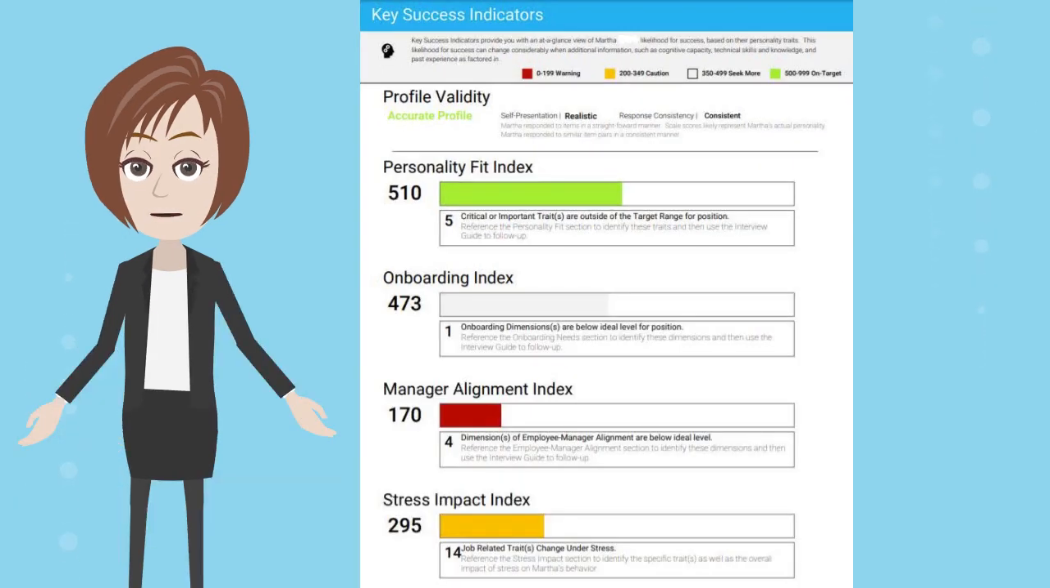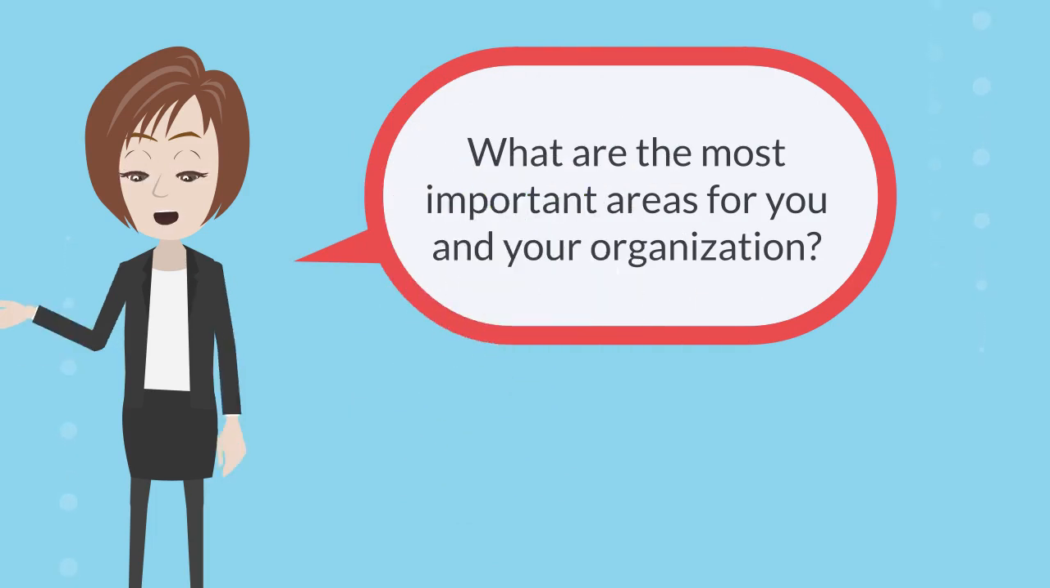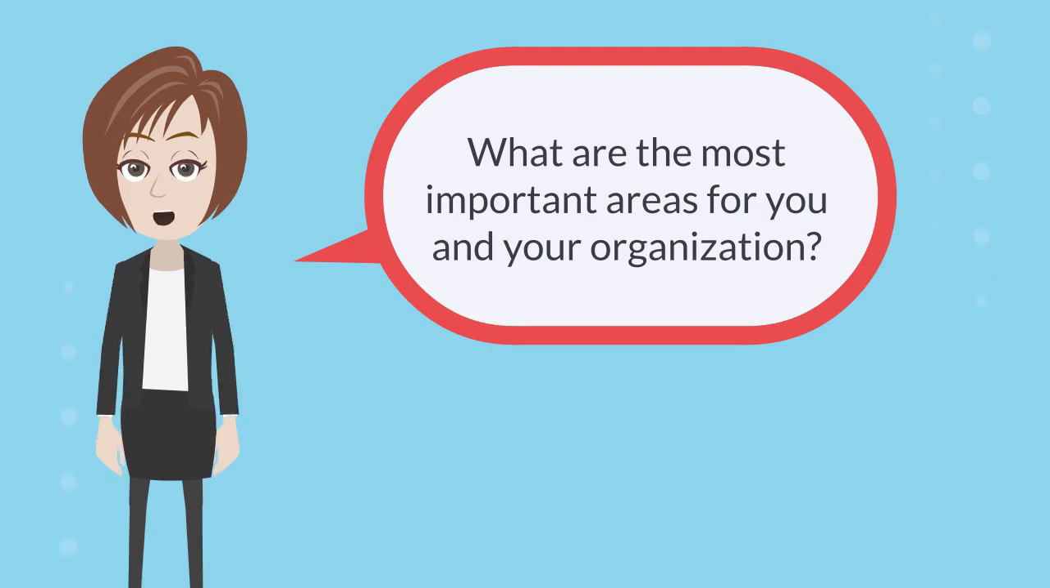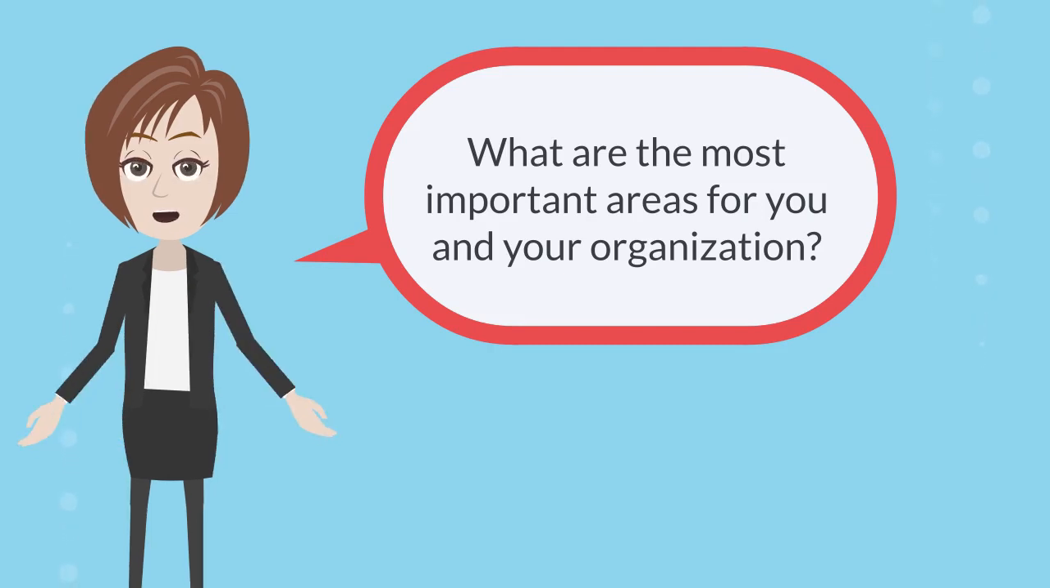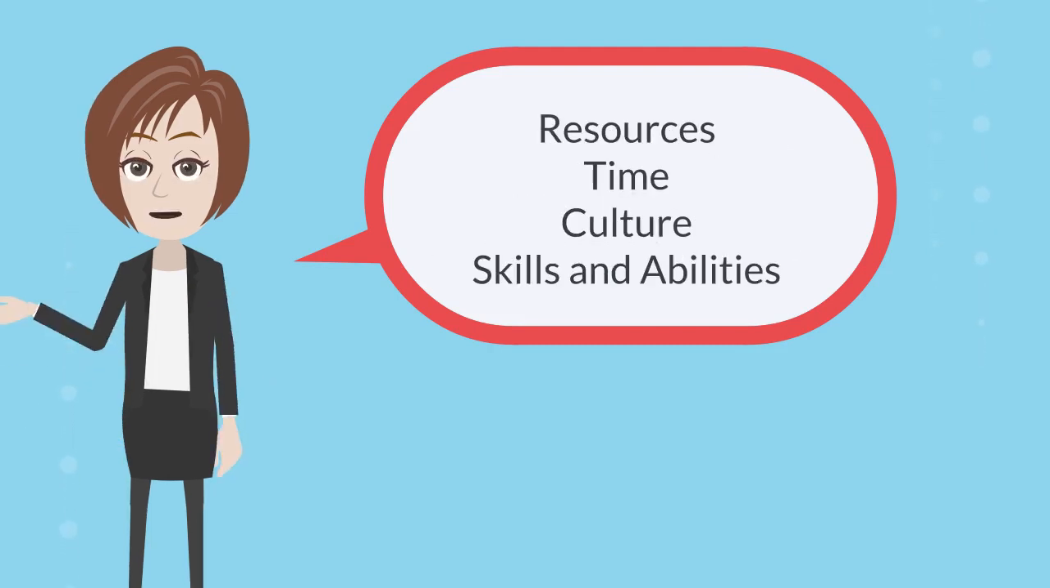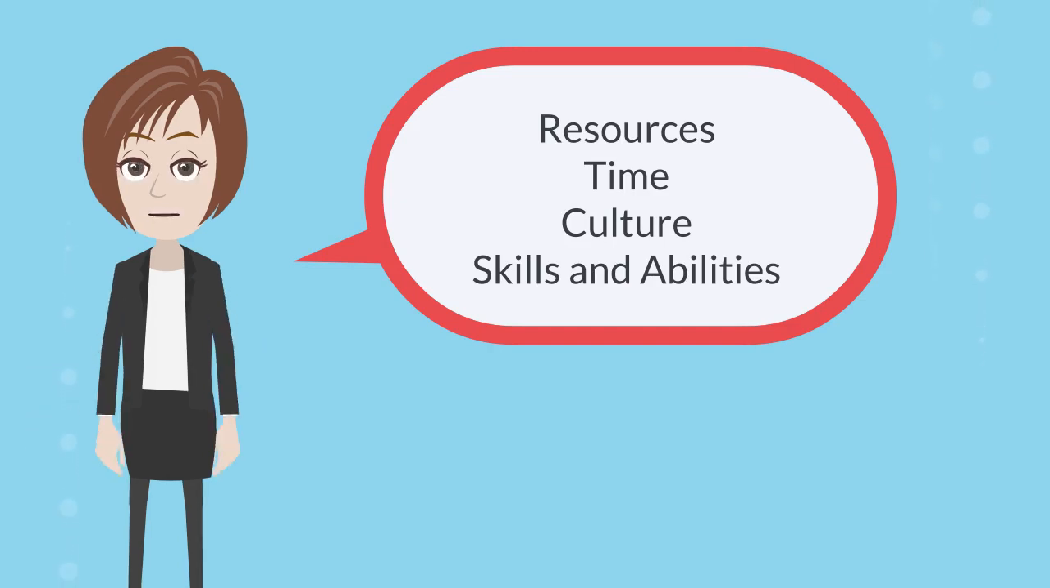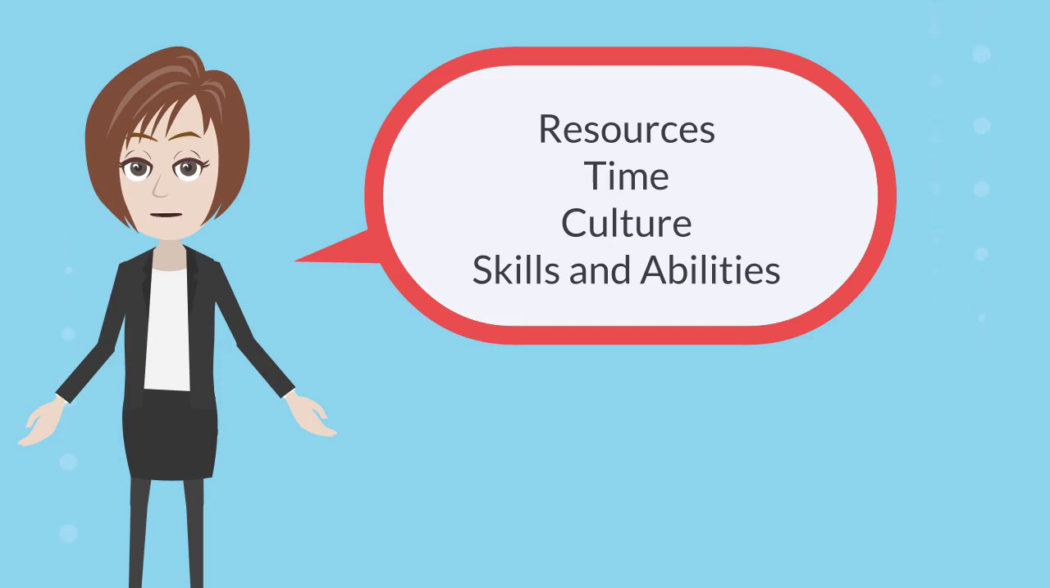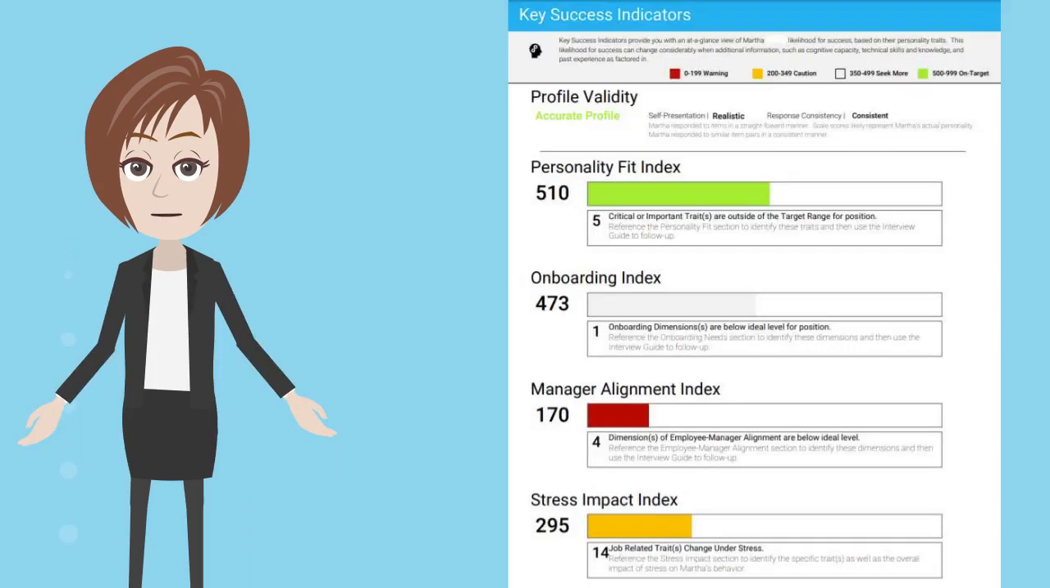Again, at a glance, the Key Success Indicator page provides quick insight into the test taker. All 4 indices matter and are weighted equally. You'll want to pay particular attention to the red, yellow, and gray areas and hone in on the most important ones for you and your organization to see if the test taker is a good fit. A good fit will depend on the resources you have available, how much time you have to devote to training and helping this person be successful, as well as the context with which they're entering, like the organization's culture, the team you already have in place, and your own skills and abilities.